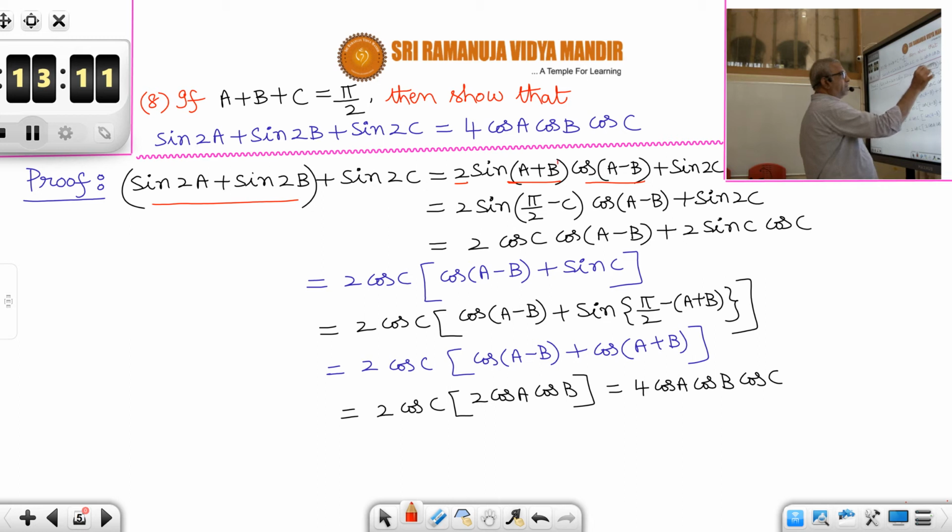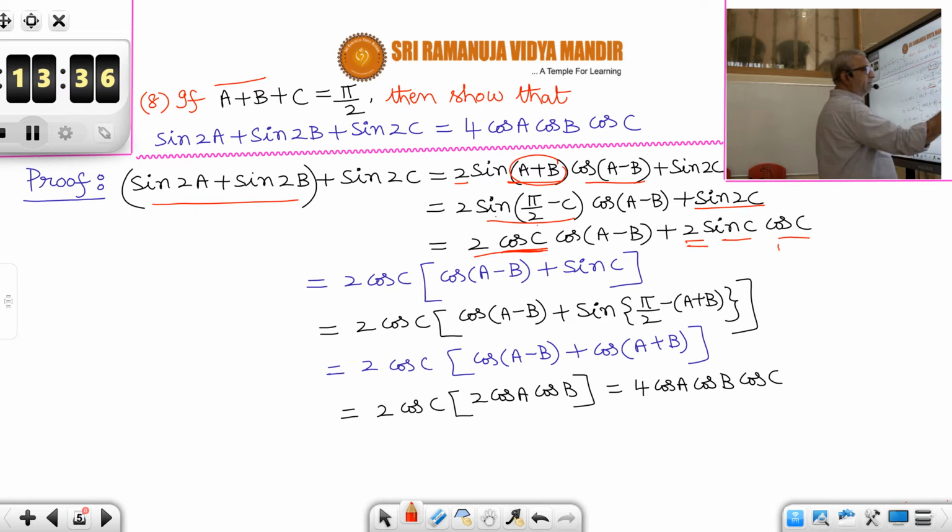How do you write this a plus b? A plus b is what? Pi by 2 minus c. Remaining no change. What about sin 90 minus theta? Cos theta. Next step you will get 2 cos c. Remaining no change because cos c is already obtained. So sin 2c will split up now. So 2 sin c cos c. So that 2 cos c can be taken common. 2 cos c common. In the bracket I get cos a minus b plus sin c.